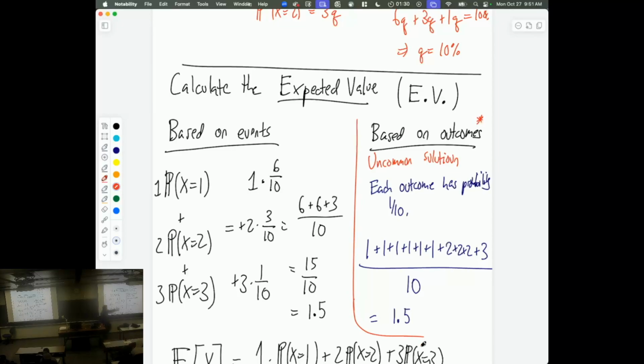And this one is a straight arithmetic mean. It's the arithmetic mean of the numbers 1 copied 6 times, 2 copied 3 times, and 3 copied 1 time. Whereas this one is sort of a weighted average of these things. So there's 2 different ways of thinking about the same conclusion. Any questions or comments about that?